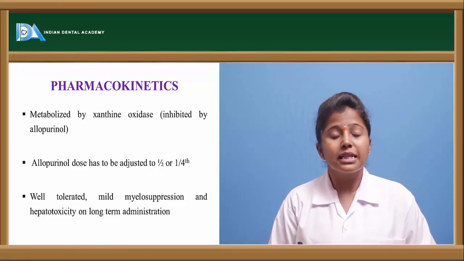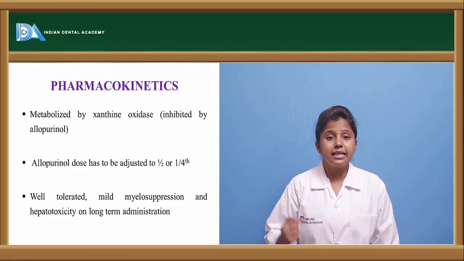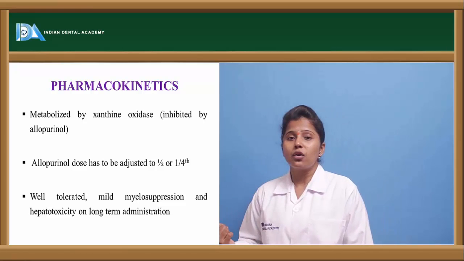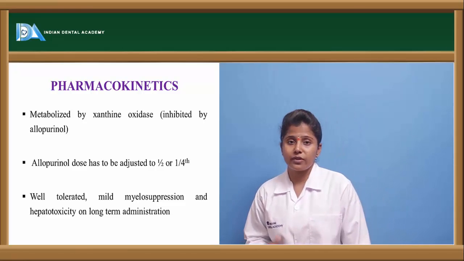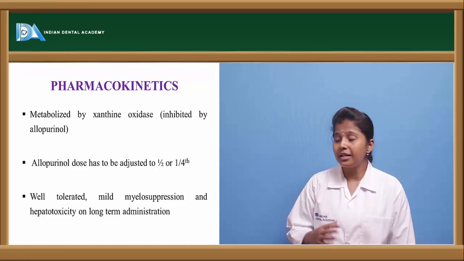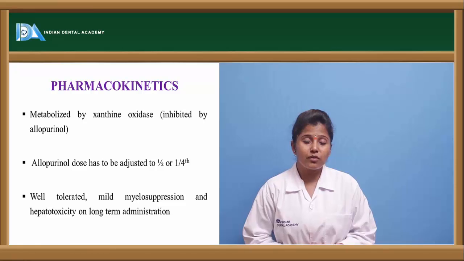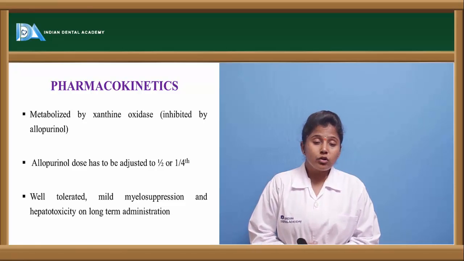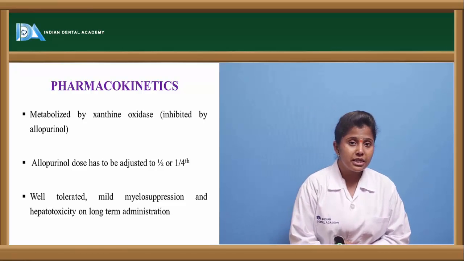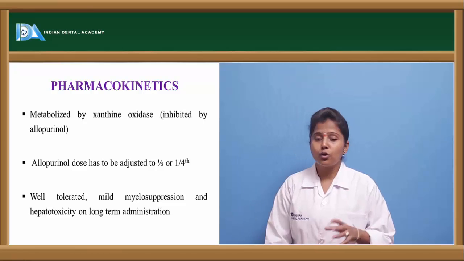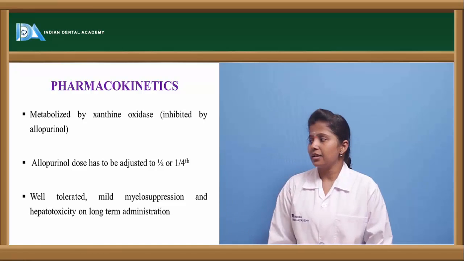So allopurinol is a xanthine oxidase inhibitor. If xanthine oxidase is inhibited, then the concentration of these purine antagonists in the blood will increase, and in that case there may be adverse effects of the purine antagonist. So if, because of an overdose or excessive metabolism of these purine antagonists, allopurinol is given in combination to prevent that excessive metabolism. So the allopurinol dose has to be adjusted according to the dose of the purine antagonist.